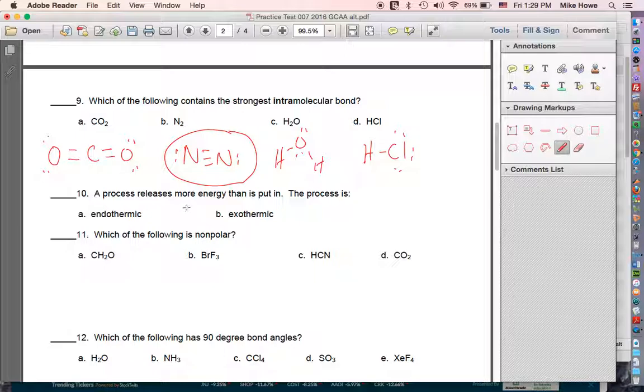A process releases more energy than is put in. So you put some energy in, but you get more energy out. Is that endothermic or exothermic? That would be exothermic.